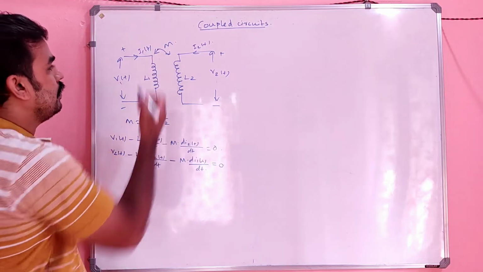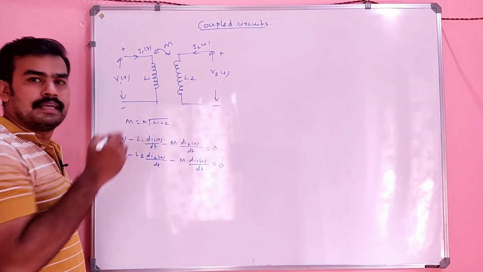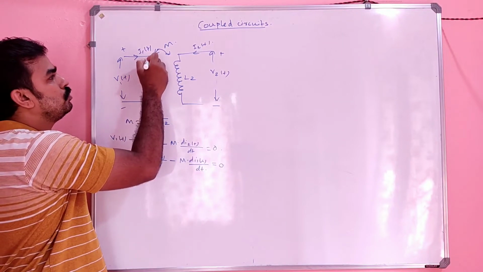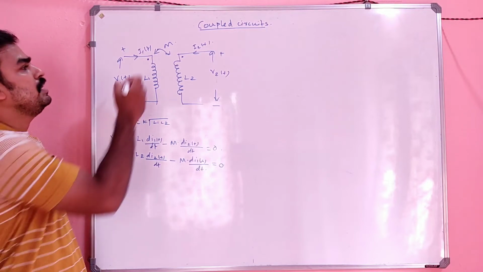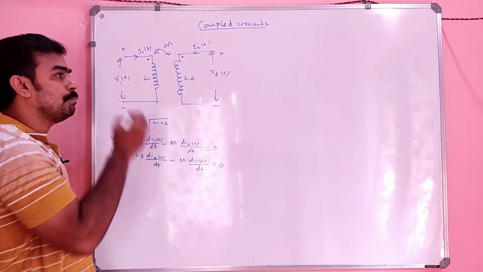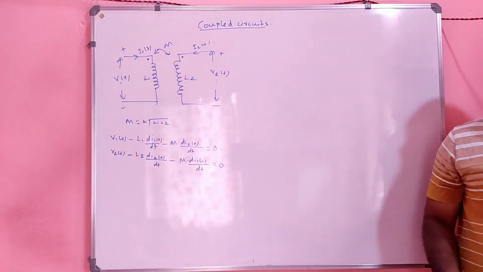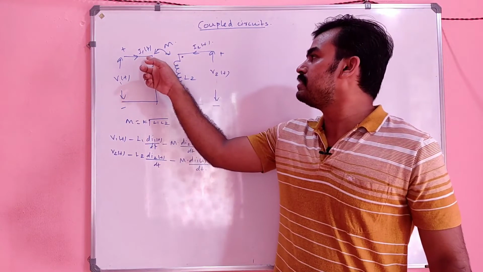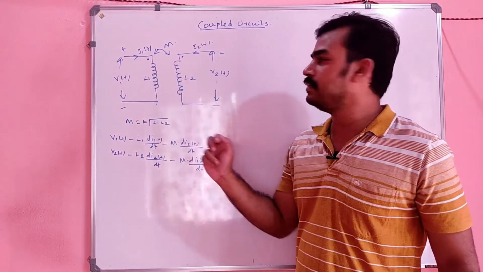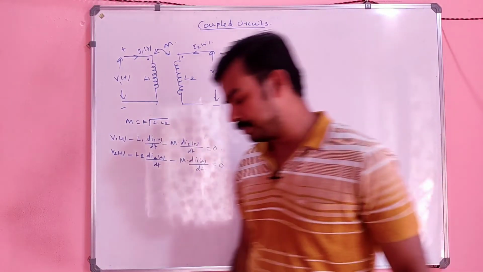In this coupled circuit analysis, there are two dots always you can see. The meaning of this dot is the point at which current is entering. So here the dot means in this region current is entering. Here the dot means in this region current is entering the circuit.